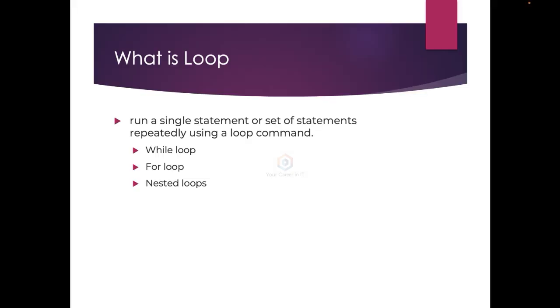Okay, so our next topic is loop. So what is a loop? A loop runs a single statement or a set of statements repeatedly using a loop command. If you want to print your name 5 times, there is no need to write the print command 5 times. For 5 times it's okay. If you want to print 100 times, then what to do? For this problem we use a loop. The types of loop are while loop, for loop, and nested loop. A nested loop means a loop inside a loop.